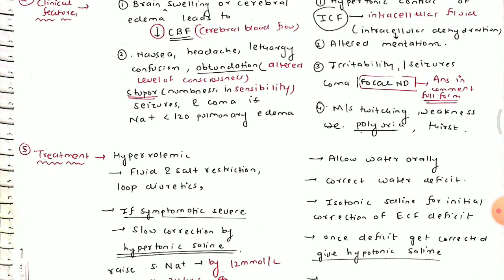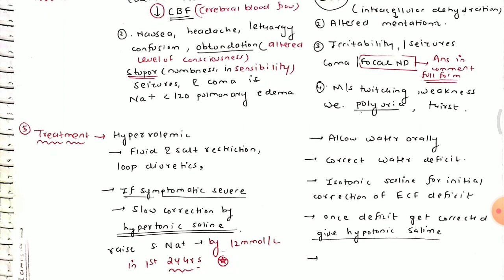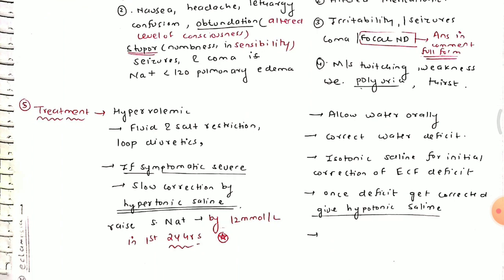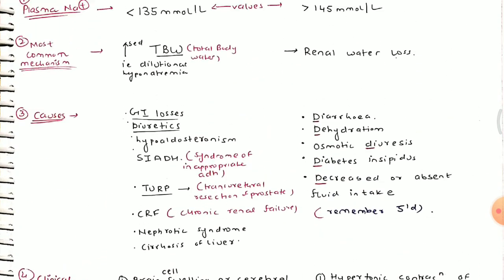What is the basic treatment which we can keep in mind while treating and while observing a case of hyponatremia? It can include, in a hypovolemic state, fluid and salt restriction, loop diuretics if symptomatic and severe, slow correction by hypertonic saline. A rise in sodium concentration by 12 millimole per liter in the first 24 hours should be the primary goal and aim. So this was the hyponatremia part.